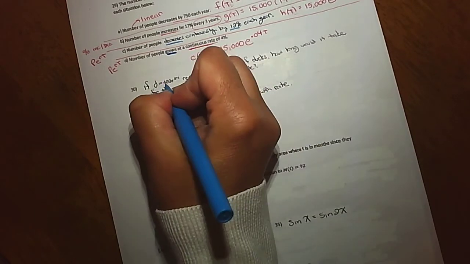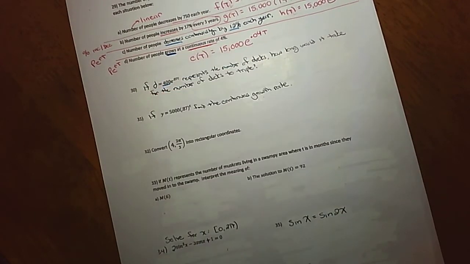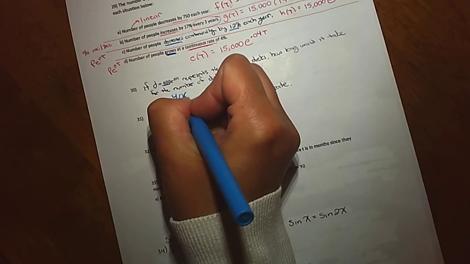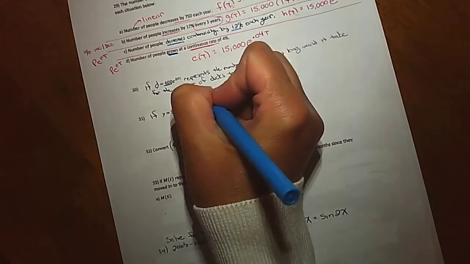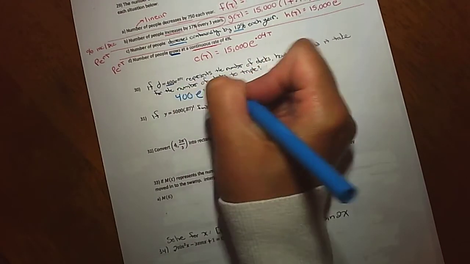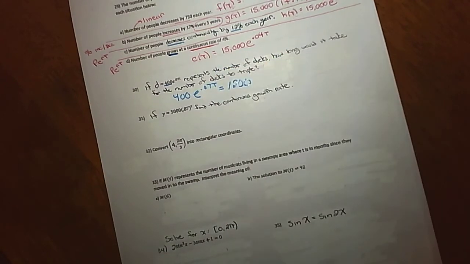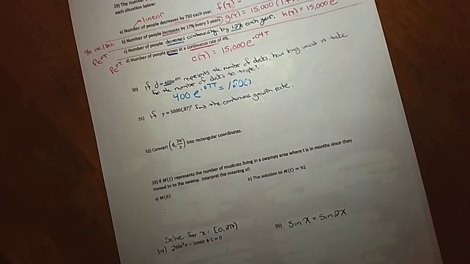And the original number is always the number out in front, which is 400. So that means I'm going to do 400 e to the 0.07t. And if I want to triple 400, you want to set that equal to 1200. So that's how we'd start that. So now I want to solve this.